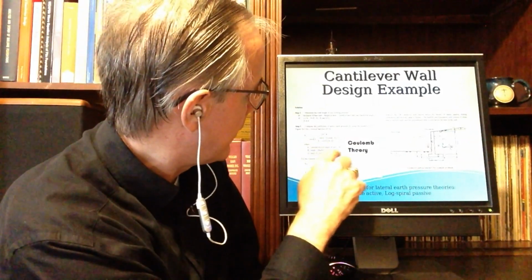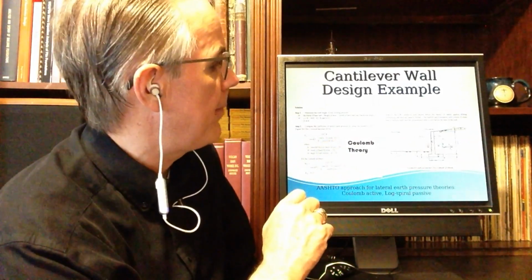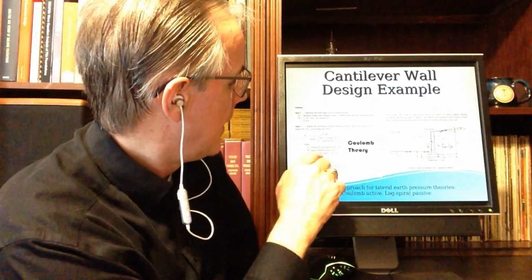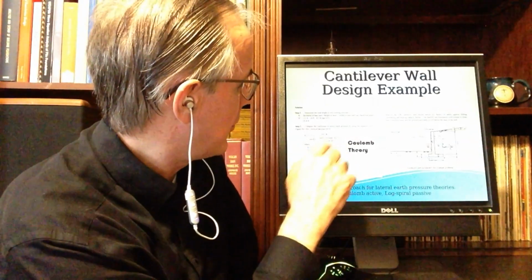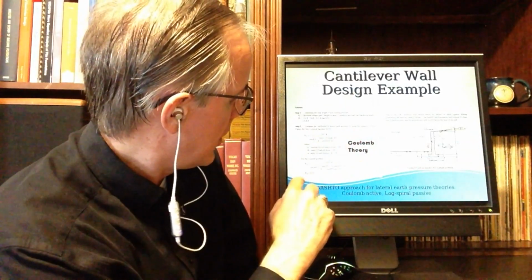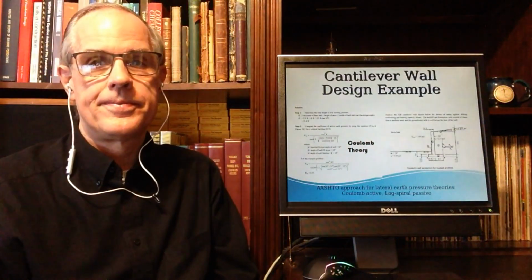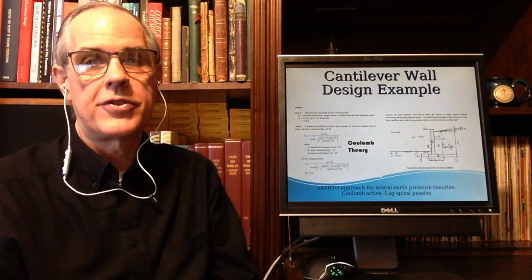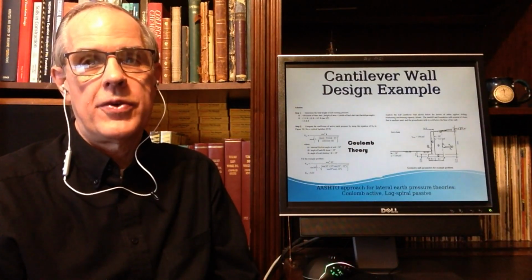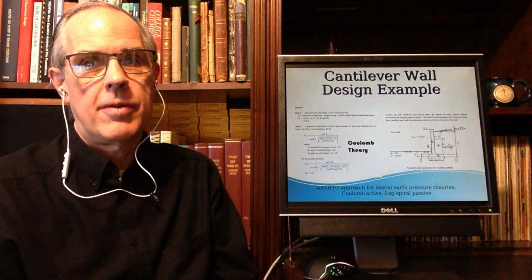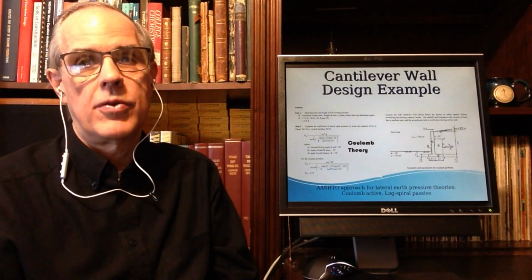The beta is the angle of the fill slope. It's also 10 degrees. It happens to be the same in this case. And the internal friction angle of the soil is 30 degrees. We plug, we chug, we get a Ka of 0.35. That's Coulomb theory. If it were Rankine, it would be different from that, or log spiral.